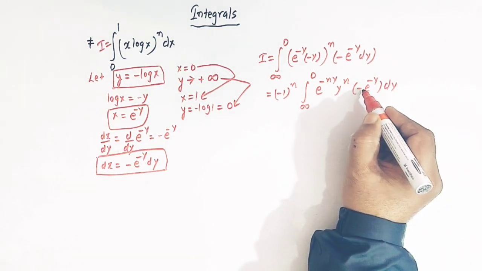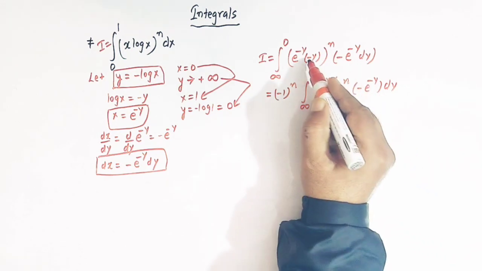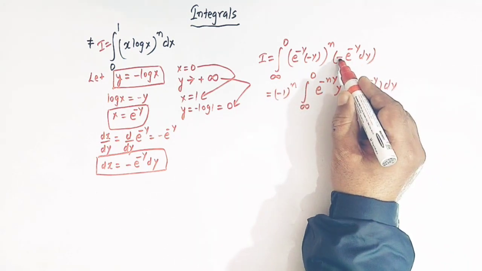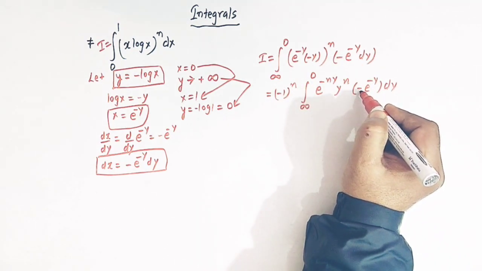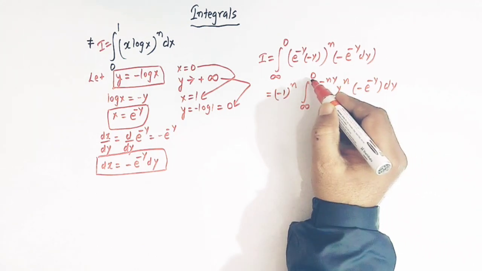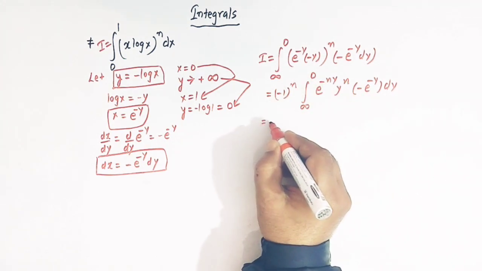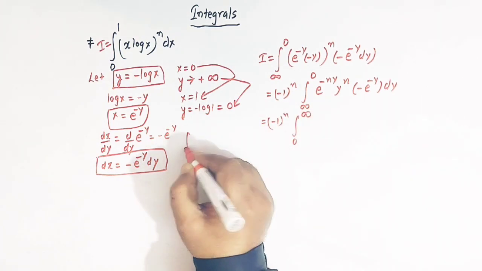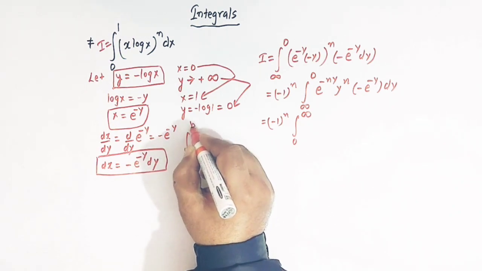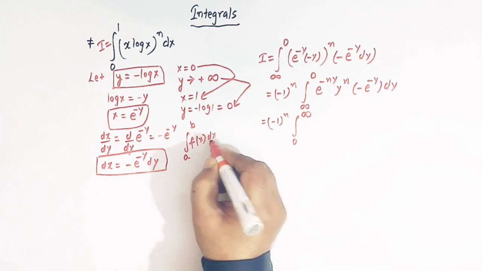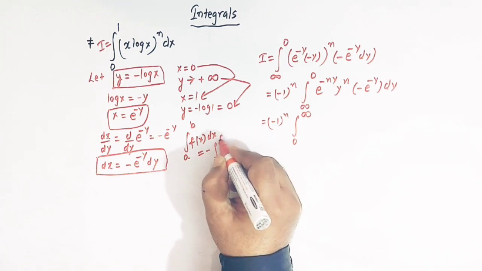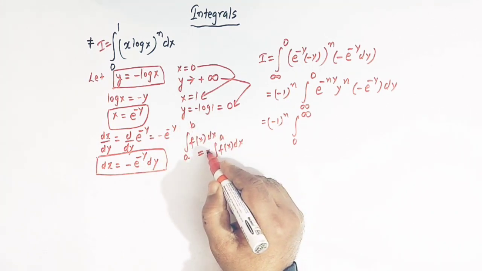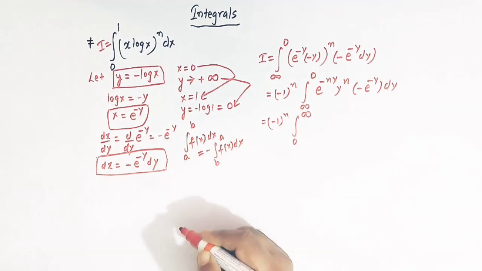Now see, here we have an extra negative sign. Minus 1 raised to n we have taken outside the integral as such, and here we have an extra negative sign. So we can neutralize this negative sign by interchanging the limits, so we can write 0 to infinity, because we know a property of definite integrals, that the integral from a to b of f of x dx is equal to the negative of the integral from b to a of f of x dx. So when we interchange the limits, we put a negative sign before the integral sign.